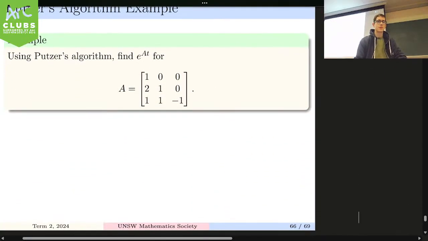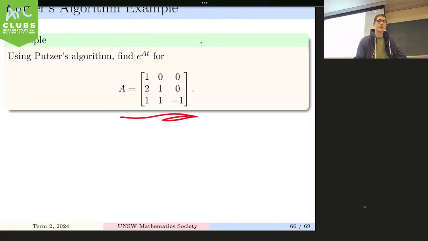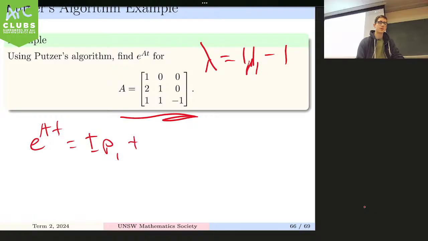So just writing this out. For this matrix, hopefully you can verify that our eigenvalues are lambda equals 1 and negative 1. 1 has multiplicity 2, and negative 1 has multiplicity 1. The question would typically give that to you. Let's find what e to the At is. So e to the At would be the identity matrix times p1, plus (A minus identity) times p2, plus (A minus identity) squared times p3.